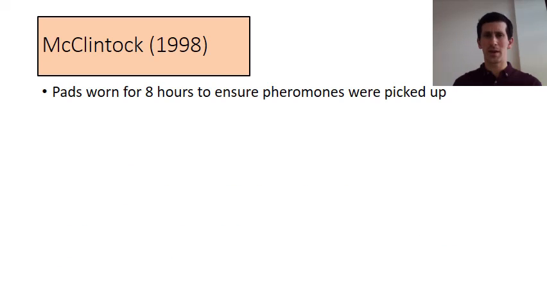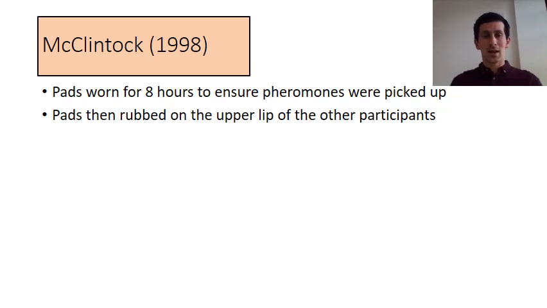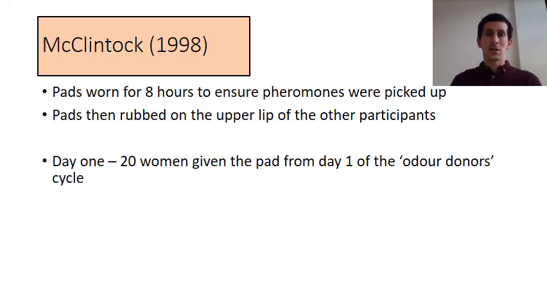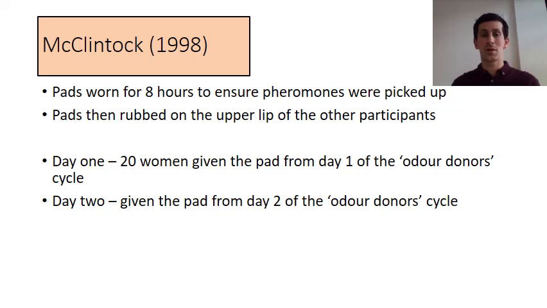Now the study starts to get a little bit weirder. The pads were worn for 8 hours, so if you're one of those 9 women, you'd wear the pad for 8 hours to ensure the pheromones were on there. Those pads were then rubbed onto the upper lip of the other participants. So the other 20 participants had one woman's pheromones rubbed onto their upper lip. To give you an example of how this worked, on day 1, the 20 women were given the pad from day 1 of the odor donor's cycle. On day 2, they were given the pad from day 2 of the odor donor's cycle, so the pad corresponded with that day of their cycle.